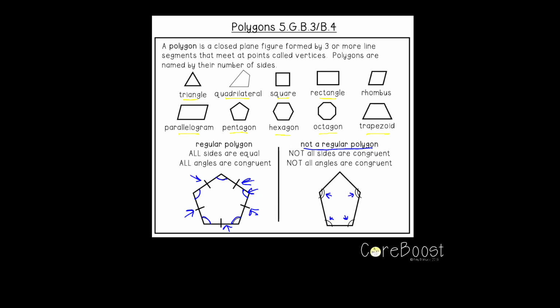So on your practice page, look for those markings because those will tell you what's congruent for your angles and which sides are equal. Go ahead and try the practice problems, and then scan the QR code at the bottom and we'll go over them.